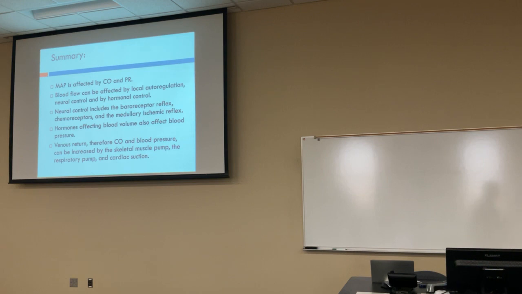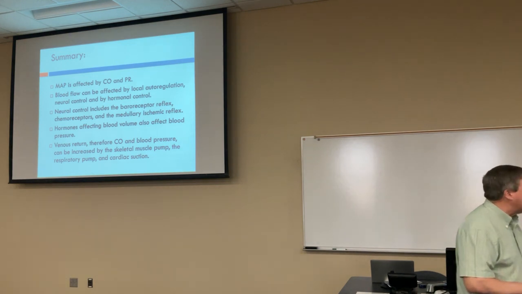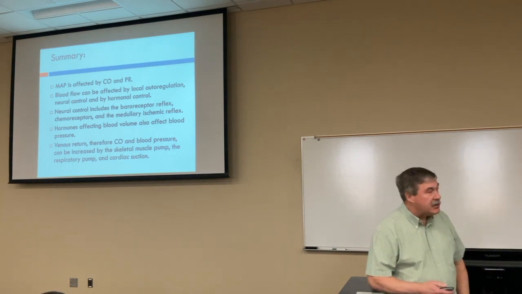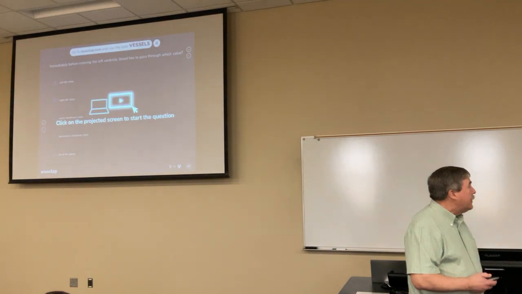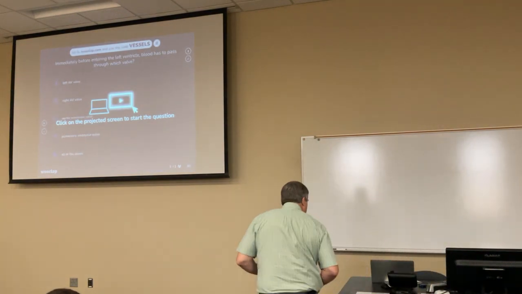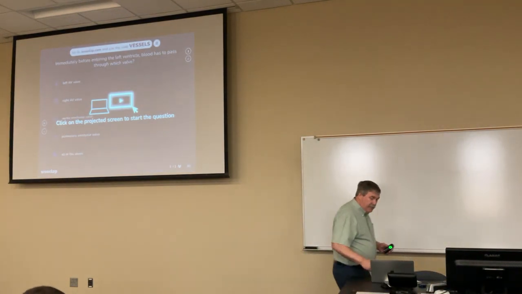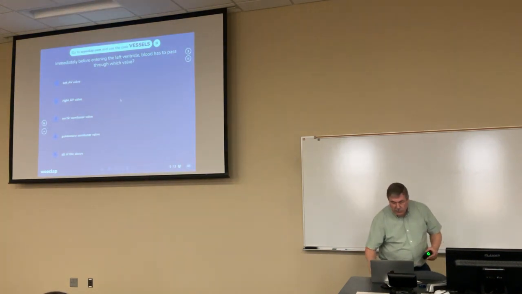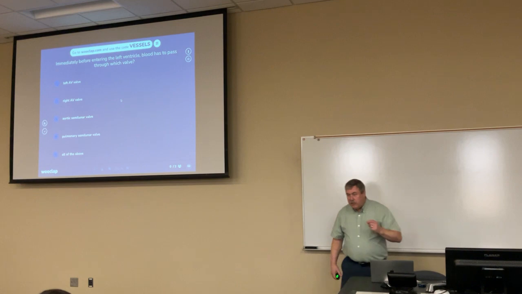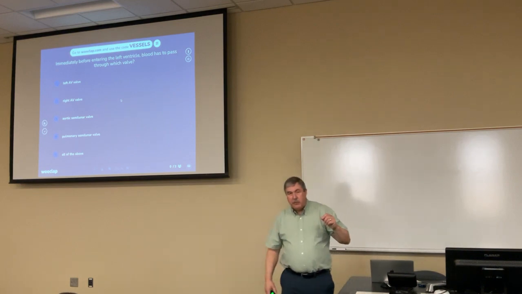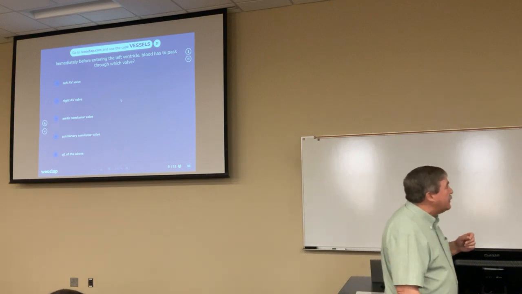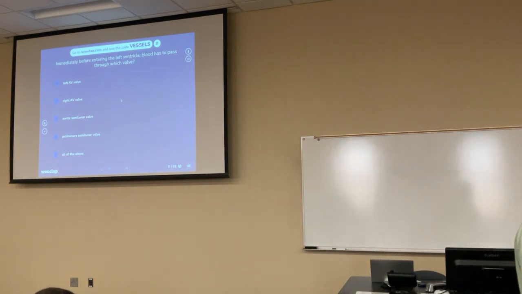Venous return, and therefore cardiac output and blood pressure, can be increased by the skeletal muscle pump, the respiratory pump, and also cardiac suction. So I do have a few review questions for you here before I take questions over any of the study questions. Okay, one of the things that you need to know backwards and forwards is the flow of blood through the heart.